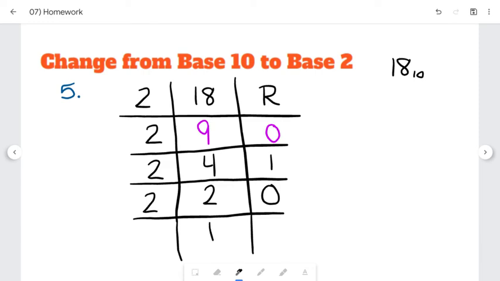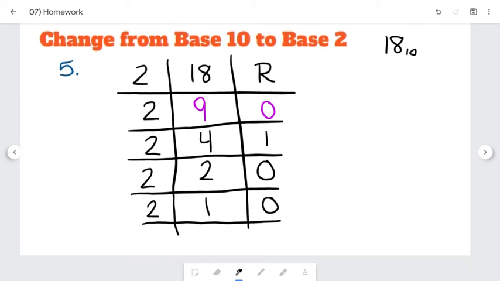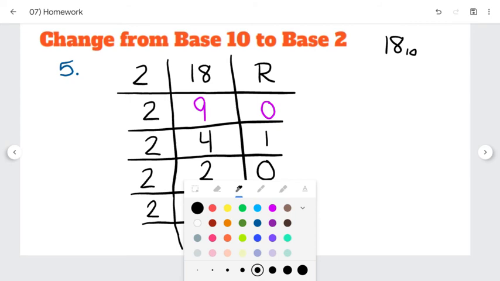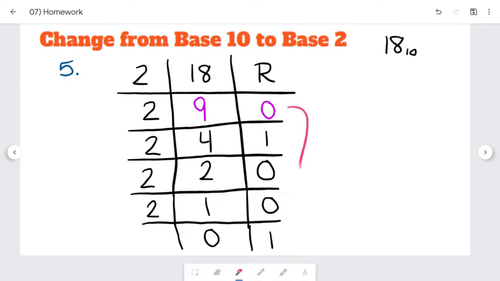2 divided by 2 is 1 with no remainder, and still one more time. So now I'm going to do 1 divided by 2. Well, that doesn't go in nicely, so that's my 0. Can't be done without a decimal. There's 1 remainder, and I can stop there. Now, when you read the remainders to get your number, we're going to go from the bottom to the top. So I'm going to have 1, 0, 0, 1, 0. And that would be equivalent to 18 base 10.